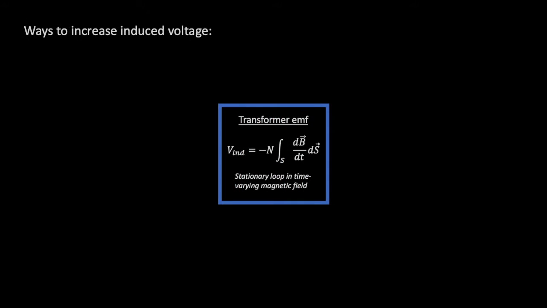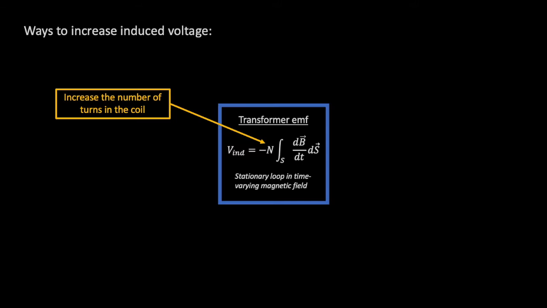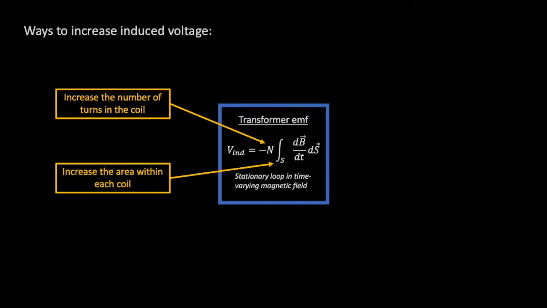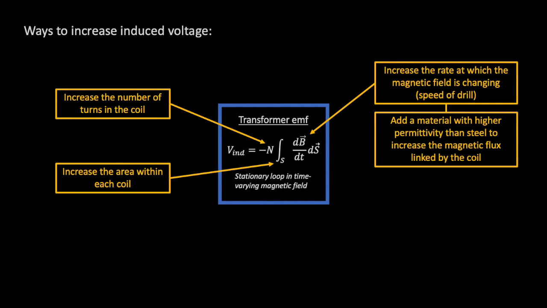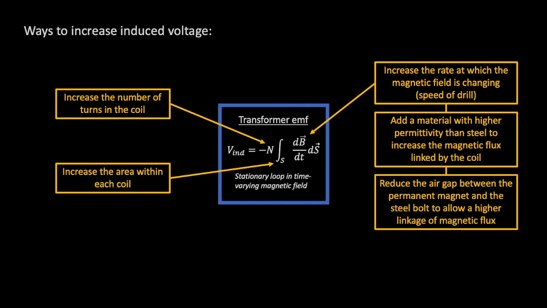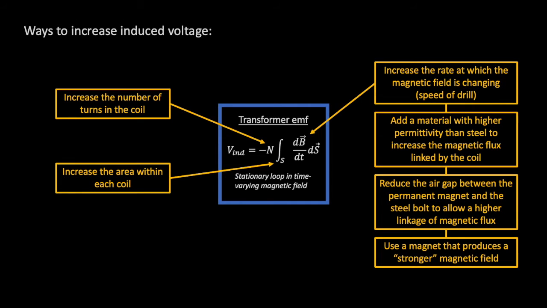There are many ways we could optimize this system. We can increase the number of turns in the coil, increase the surface area linked by the coil, spin the magnet faster, select a material with a higher preference of conducting magnetic flux, reduce the air gap, or use a stronger magnet.